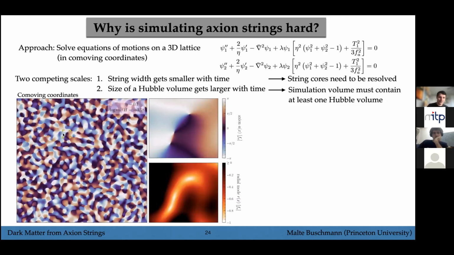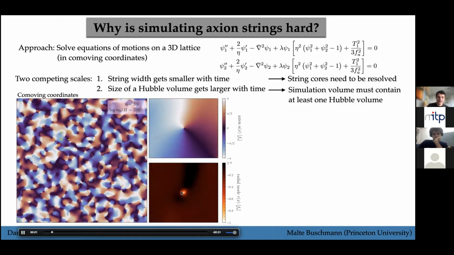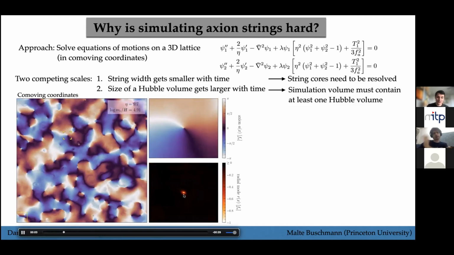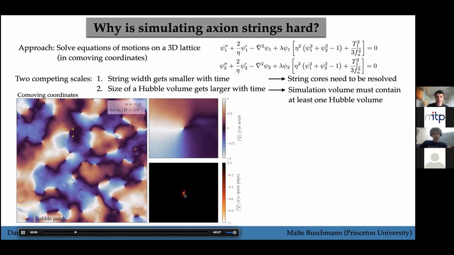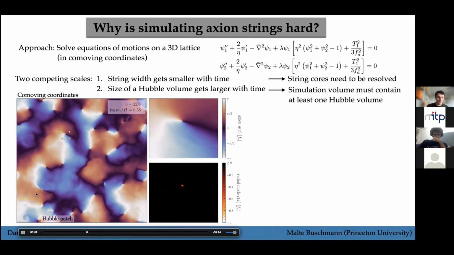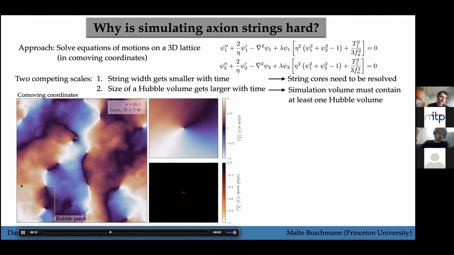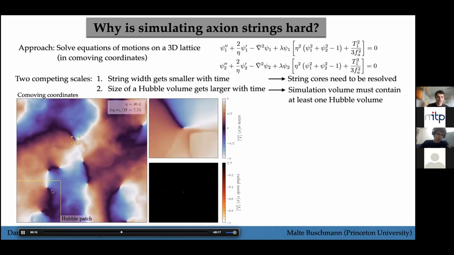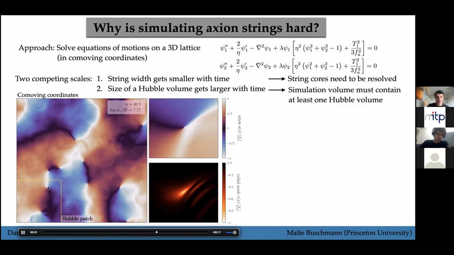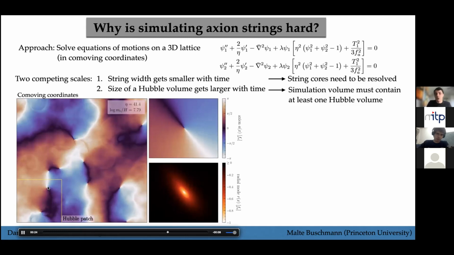Now, that is a problem that you can also see if I just go back to the plot that I showed before. But now I'm going to animate it, and you can see down here how the string core, as I've said, the string width just becomes smaller and smaller over time, while the size of a Hubble patch is indicated here by this yellow box, which, as I've said, in co-moving coordinates is just getting larger and larger. So, resolving string cores while simultaneously also keeping a large enough volume is really what makes these simulations so hard computationally.